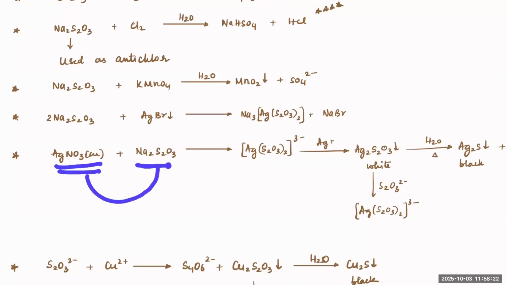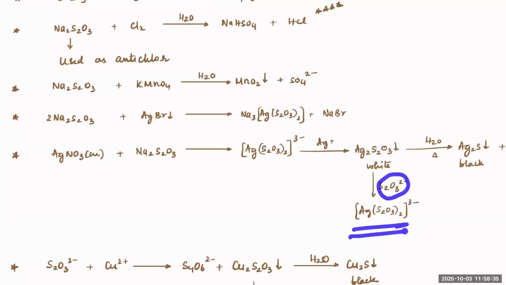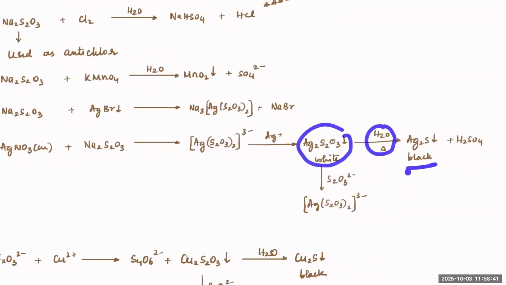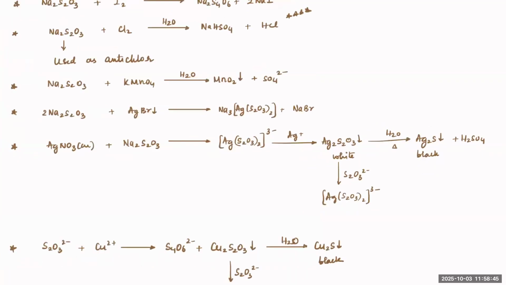AgNO3 plus Na2S2O3 can directly form this complex. And if you add excess of Ag, you'll get Ag2S2O3, which is a white color complex. And if you add excess of S2O3, it will again convert back into the same complex. While this white complex, on heating, we will get a black color PPT, which is Ag2S. Okay. This sequence for advanced, I think you should practice once.